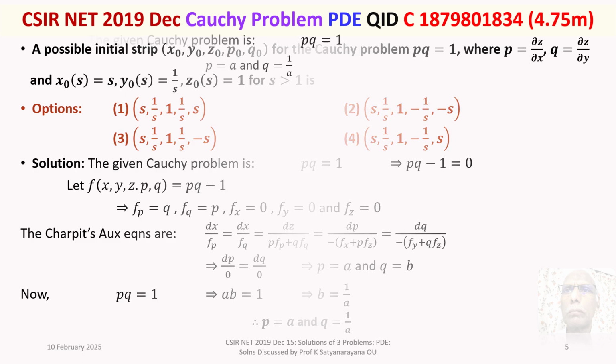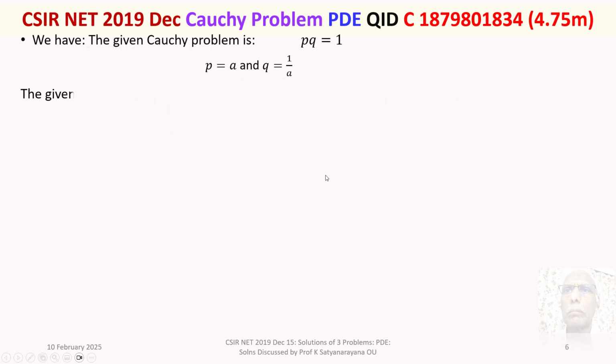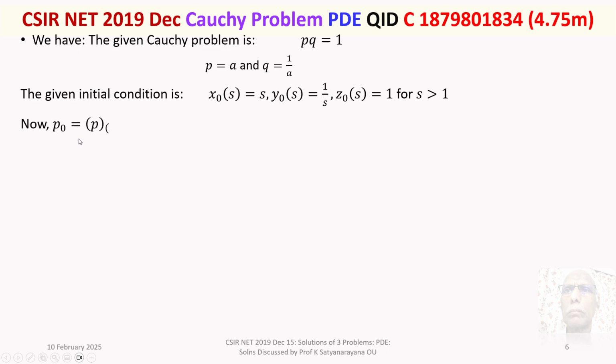Let's move to the next slide for the further discussion. The given initial condition is these conditions, given for s greater than 1. Now p0, we evaluate p at x0, y0, z0. It is a only because a is free from x, y, z. q0 is also 1/a. Therefore, p0 into q0 is 1. That means a into 1/a is 1.